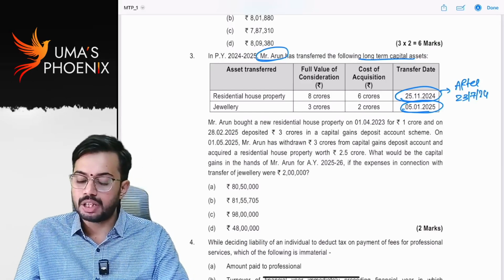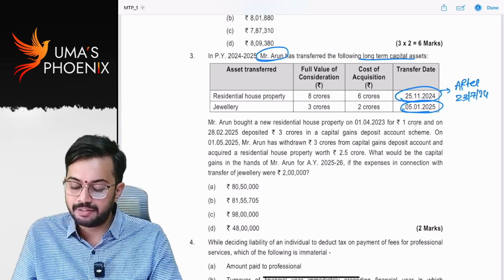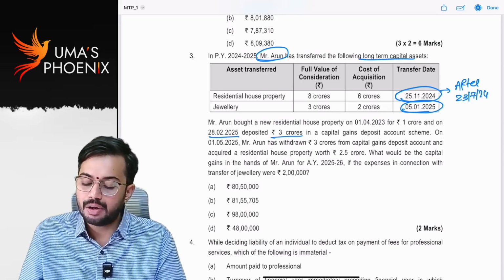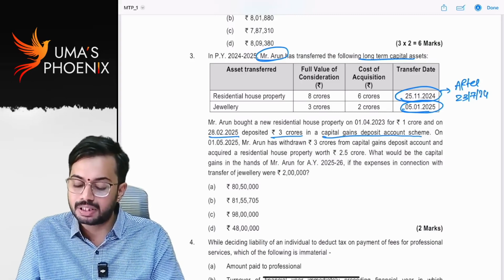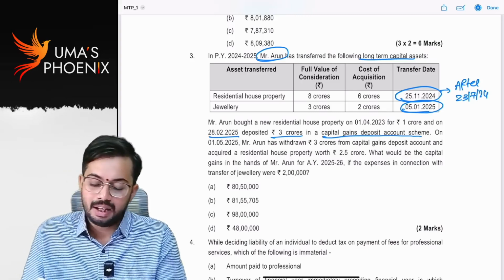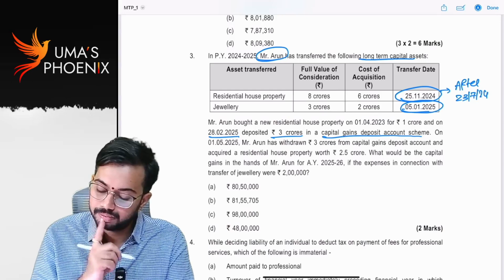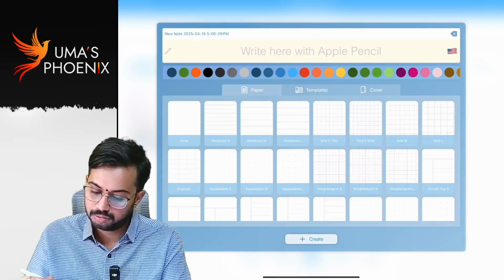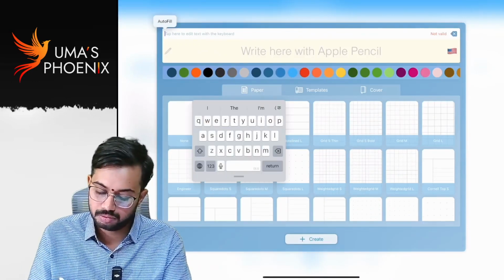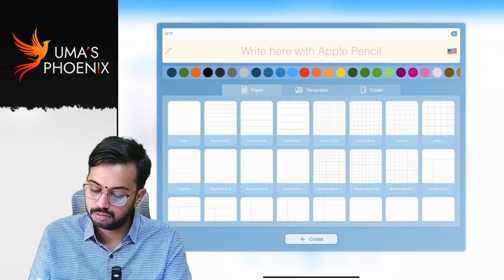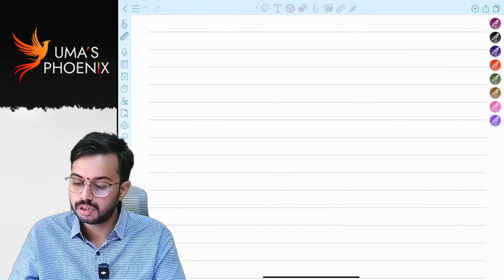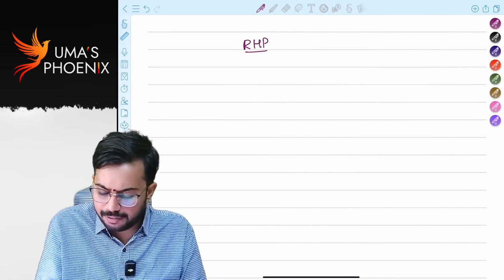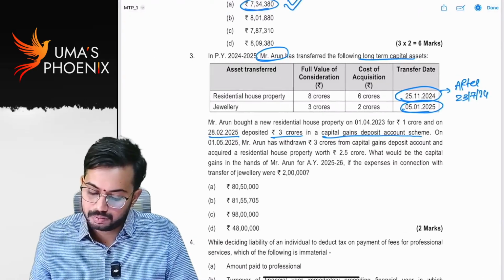Mr. Arun bought a new residential house property on 1st April 23 for 1 crore and on 28th February 2025 deposited 3 crores in the capital gains deposit account scheme. So, see, for residential house property and for jewelry.